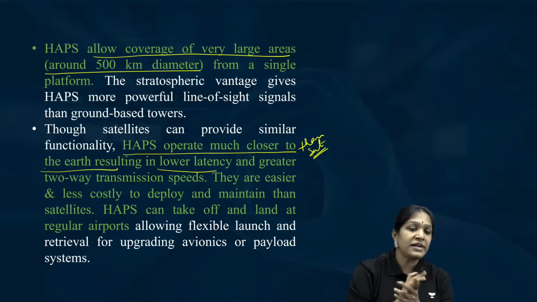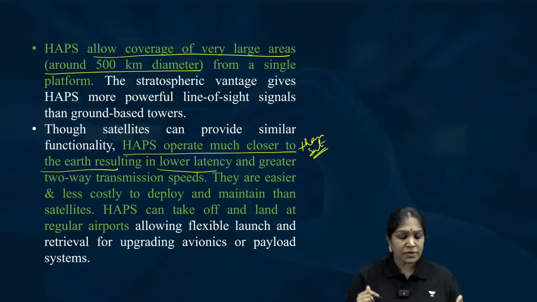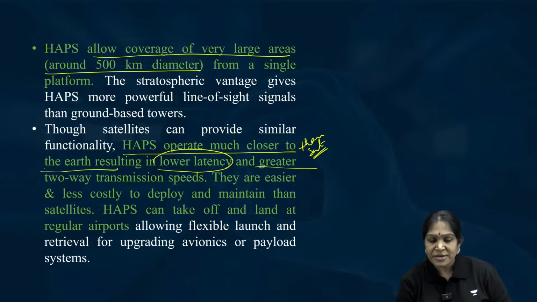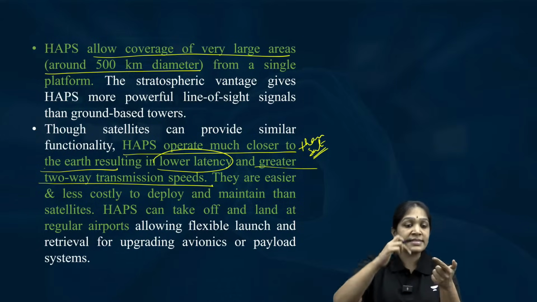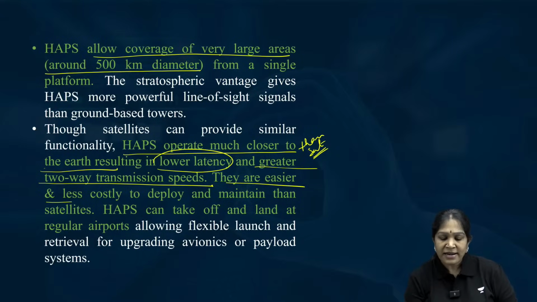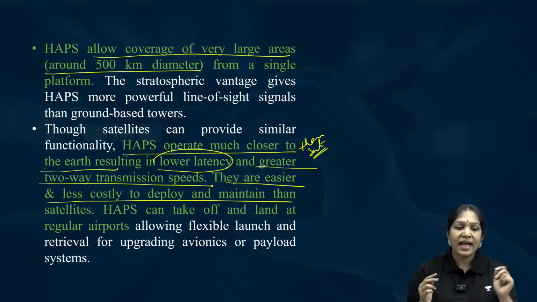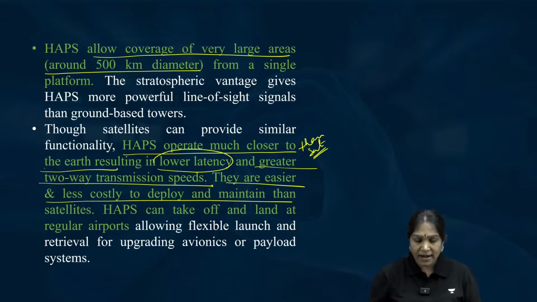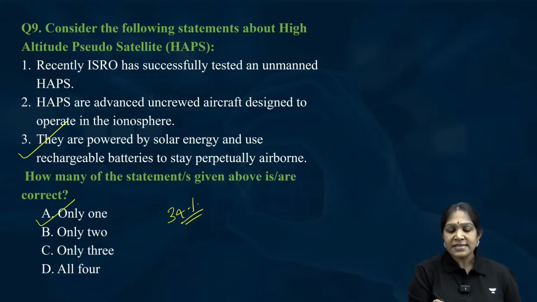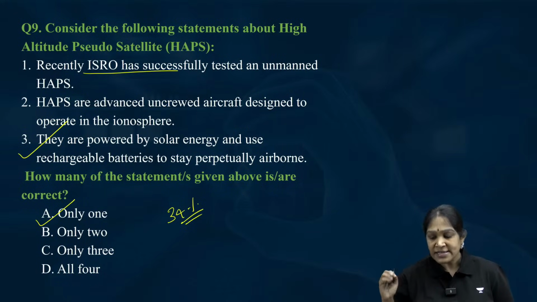Okay, so it will take more latency, but here it is coming from just 20 kilometers. Therefore lesser latency and greater two-way transmission speed. Sending, receiving speed will be faster. They are easier and less costly than the satellite internet. That is about HAPS.